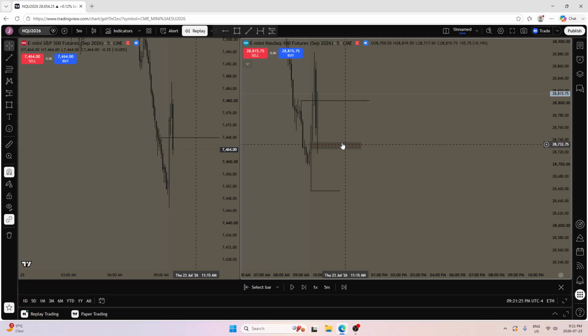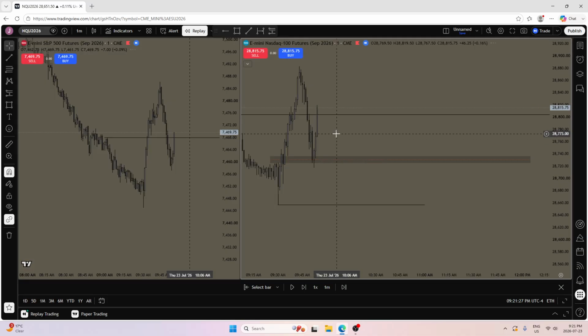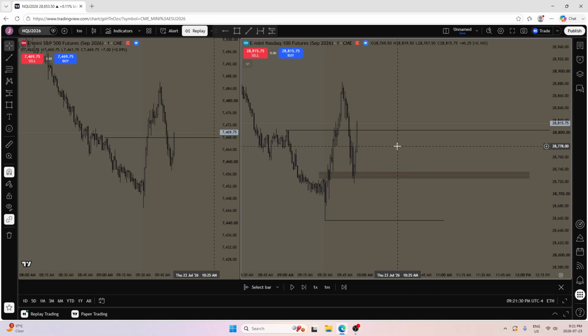If I play out the next 5-minute candle, you see we just end up rejecting right off it. I wasn't necessarily looking for longs at this point because why?